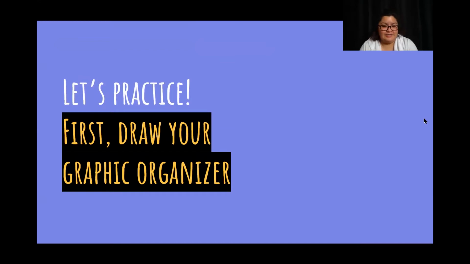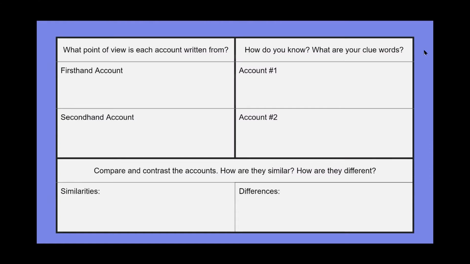Let's practice figuring out our secondhand account. First, I want you to draw your graphic organizer. So here is our graphic organizer. Pretty simple to draw out. If you have a lined piece of paper, you can just fold it in half down the middle. And then on your left side of the fold, write: which point of view is each account written from? We're going to have a firsthand account and a secondhand account. What point of view is each of them written in?